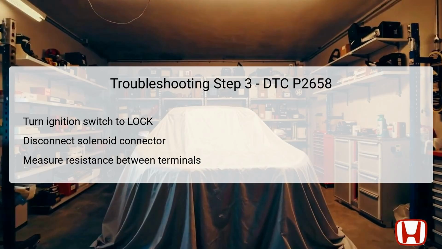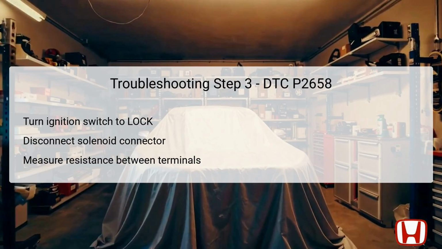The next step is to turn the ignition switch to the lock position to safely disconnect electrical components. After ensuring the vehicle is turned off, detach the 2P connector for the rocker arm oil control solenoid A, bank 2. This allows direct access to the terminal side for electrical measurement. You will then measure the resistance between terminals number 1 and number 2 on the solenoid connector using a multimeter.